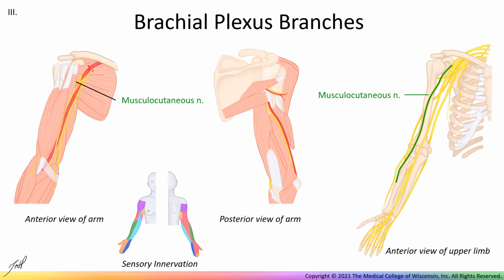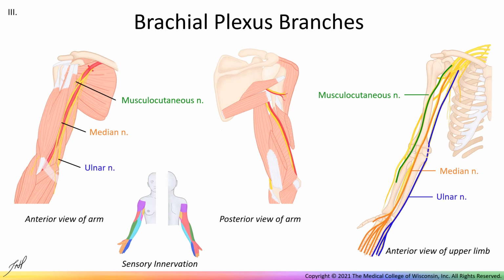We have musculocutaneous going to the anterior compartment of the arm, so coracobrachialis, biceps brachii, and brachialis. Then we have the median nerve going down to most muscles that flex and pronate the hand, as well as most of the thenar, or thumb muscles. Next, the ulnar nerve also goes to a couple forearm flexors and most intrinsic muscles of the hand, particularly on the medial, or pinky side of the hand.